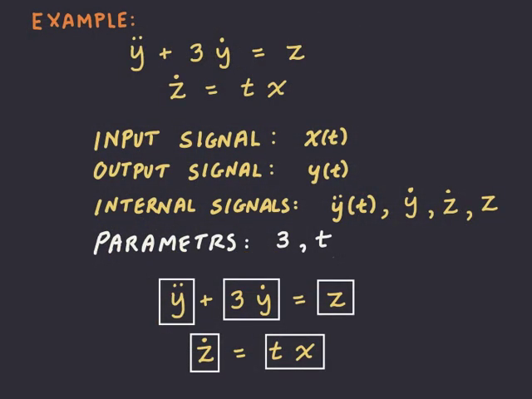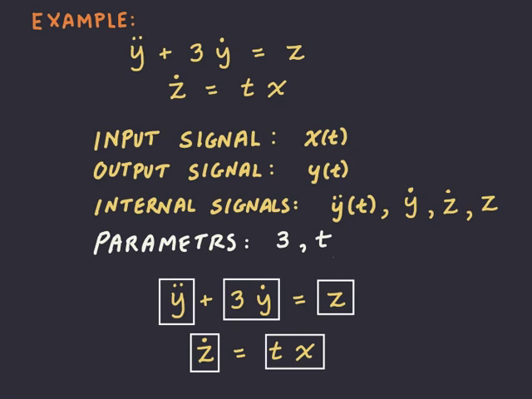Here's a third example, and in this example we actually have two equations of motion. The first one, y double dot plus 3y dot equals z, and the second one, z dot equals t times x. Our input signal is again x of t and the output signal is y of t. Our internal signals will be y double dot, y dot, and z dot. All of these are changed by the signal x. The parameters are 3 and t. These are certainly not changed by the input signal.